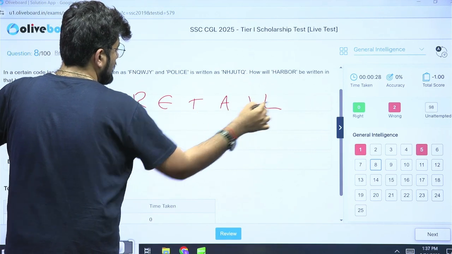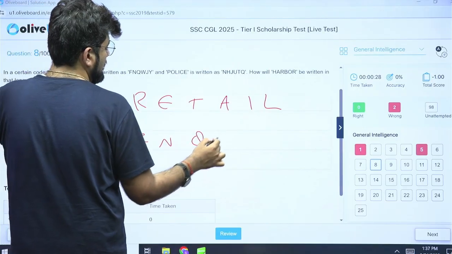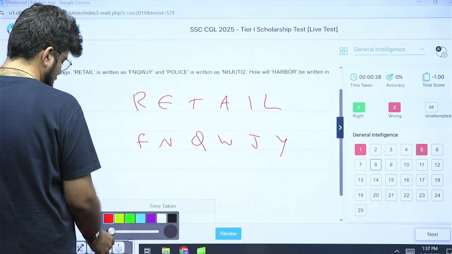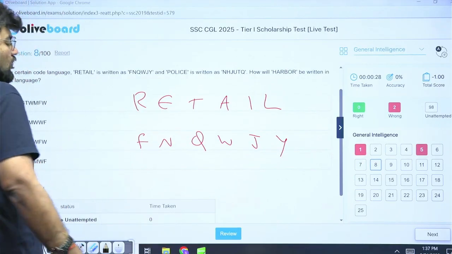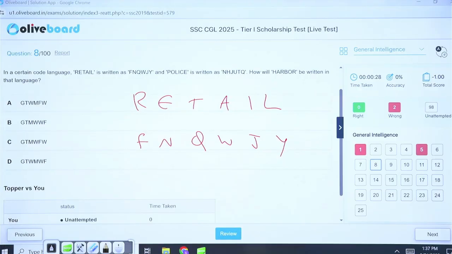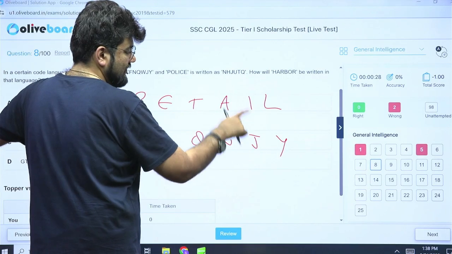If you are not able to figure out something directly, then just write their place values below them. That will start making sense. Okay, now see, 18 and 6, you might feel is being divided by 3 or we are subtracting 12. But 5 and 14, no link. There is no such link here.